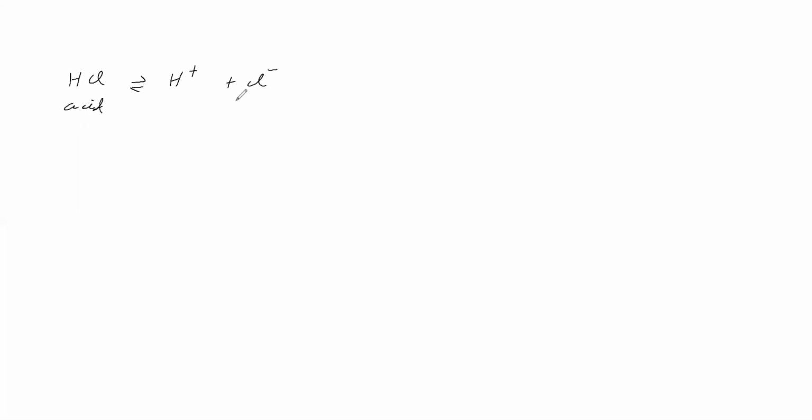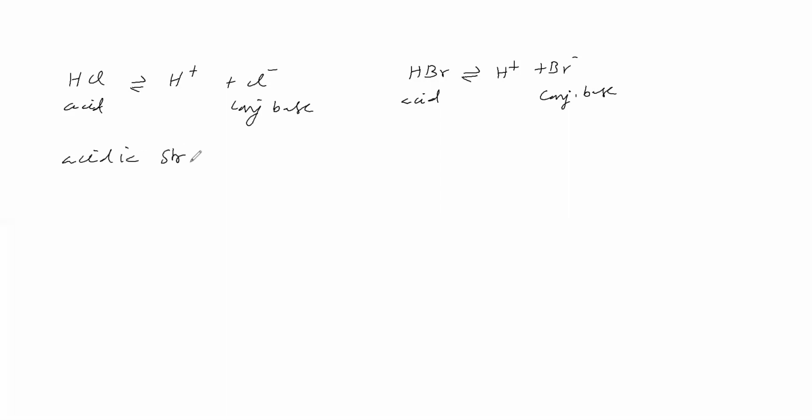HCl is an acid, its conjugate base is Cl minus. Then we will take HBr. HBr is dissociating to give H plus and Br minus. HBr is an acid, Br minus is its conjugate base. Now we will compare the acidic strength of HCl and HBr. Acidic strength of HCl is less than HBr.